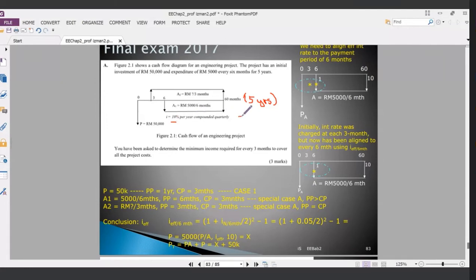compounded quarterly. So if it is compounded quarterly, meaning that every 3 months the bank charges you the interest. So what you need to determine is A for every 3 months. What you need to do is bring this A1 to here.